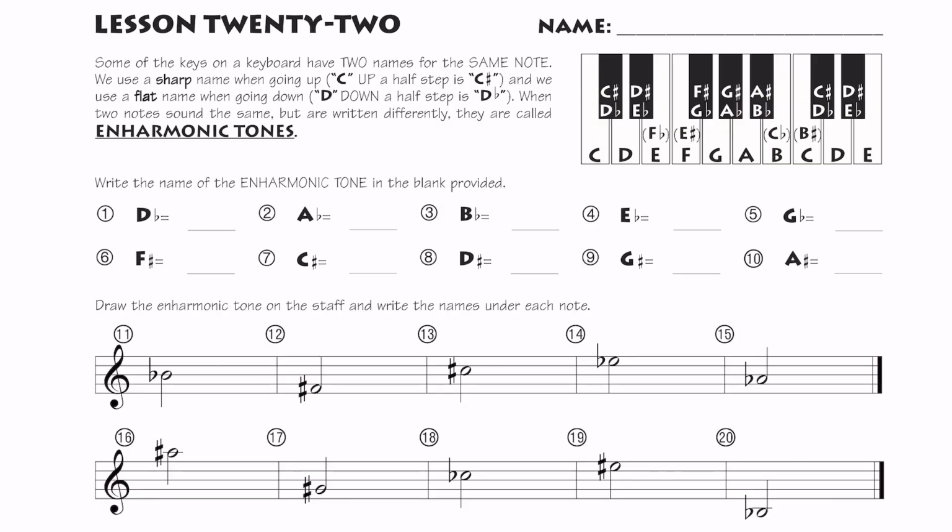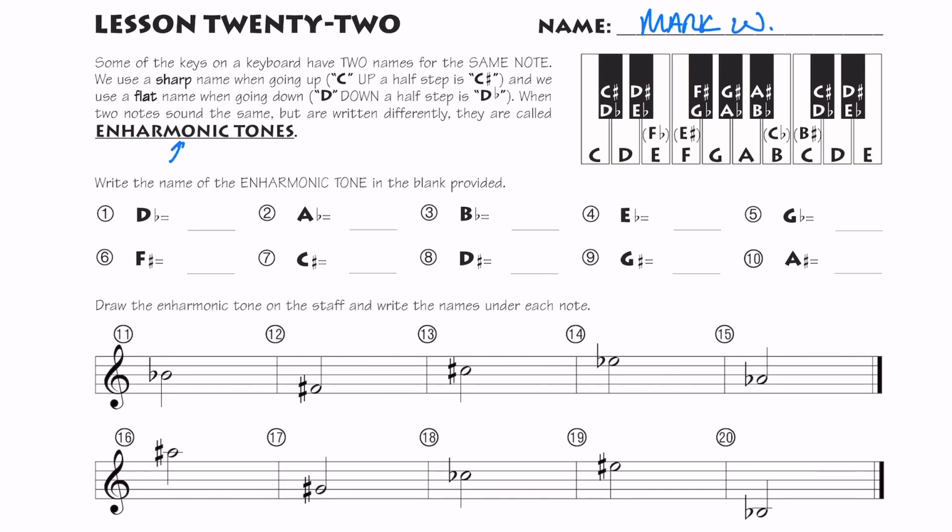Okay, in lesson number 22, we're going to learn about enharmonic tones, which I referred to casually in a previous lesson. And then we're also going to learn about half steps, which you already know, and whole steps, which is basically two half steps put together. So, enharmonic tones. If you look at the page, first thing I'm going to do is write our name at the top. Yes, don't forget that.